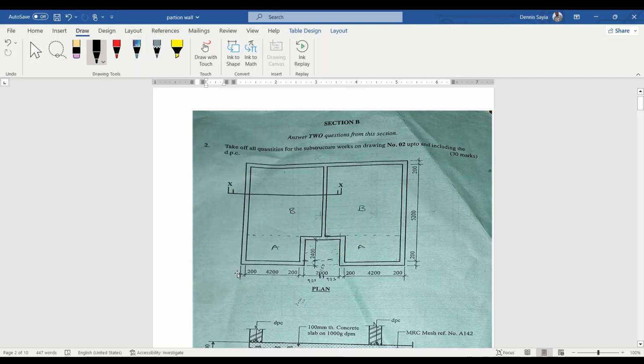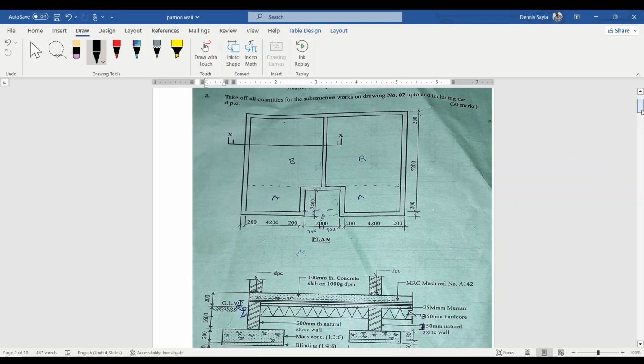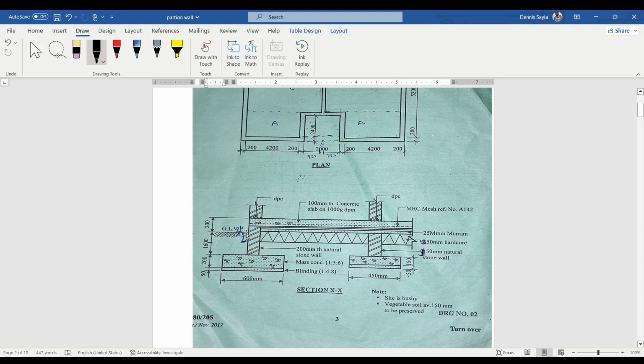So our length is from this point up to this point. That is 200 plus 4200 plus 200 plus 2000 plus 200 plus 4200 plus 200. That gives us 11200. And our width is 200 plus 5200 plus 200. That gives us 5600. And then we are going to add projection because that is along the wall here.